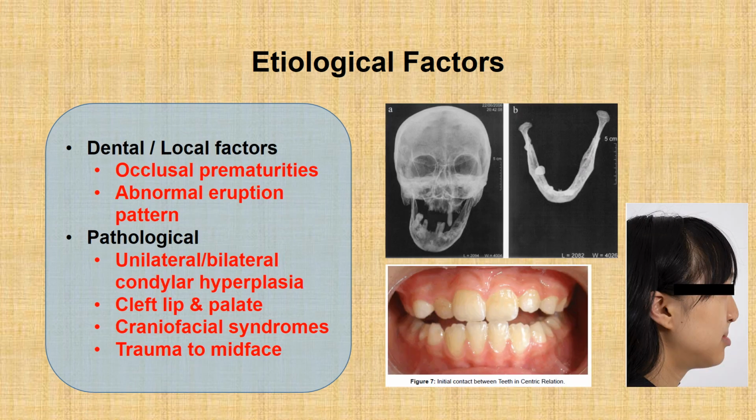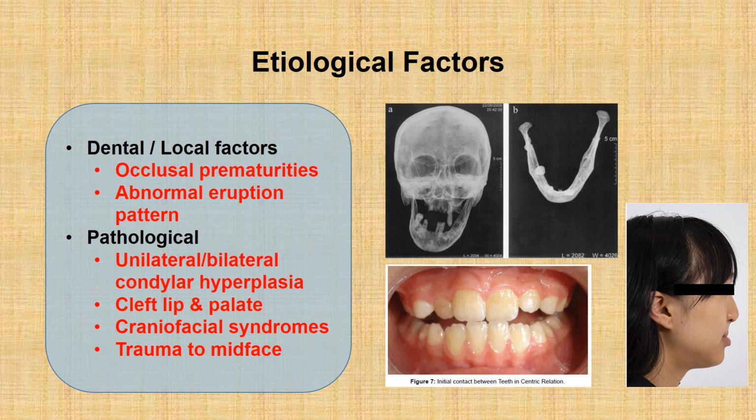Now, the third group of factors are the dental or local factors. This may be due to occlusal prematurities, which cause the mandible to slide into a cross-bite relationship, and an abnormal eruption pattern whereby the upper incisors may be deflected lingually into a cross-bite.